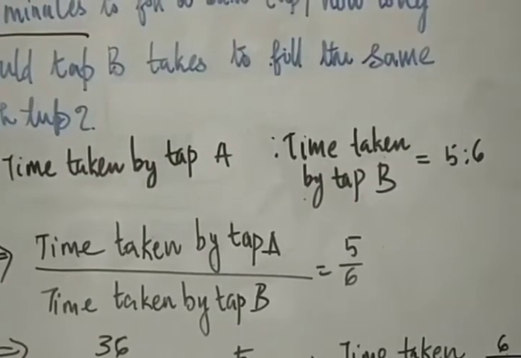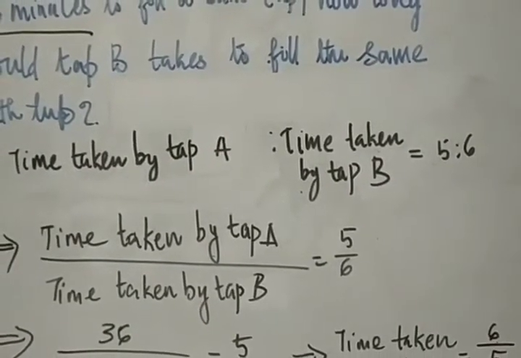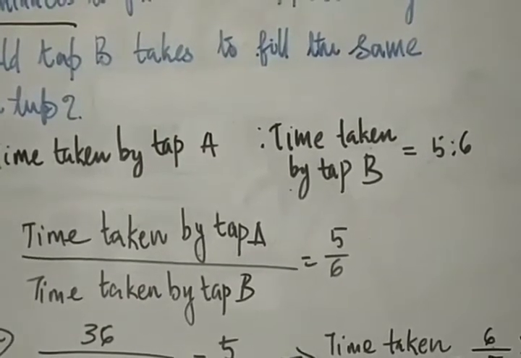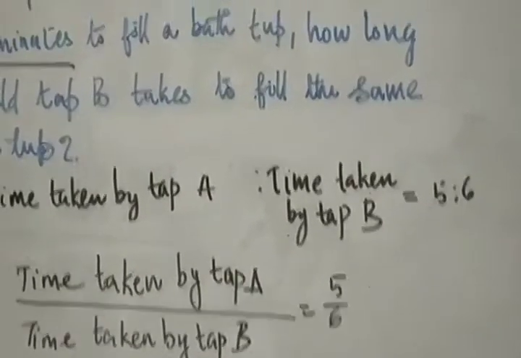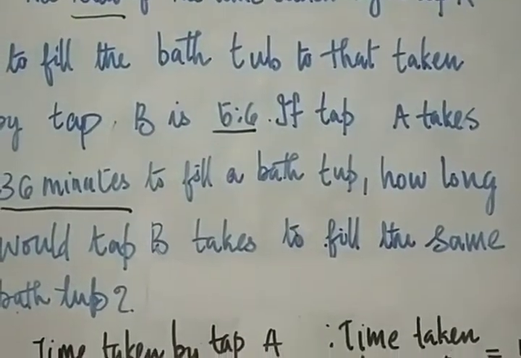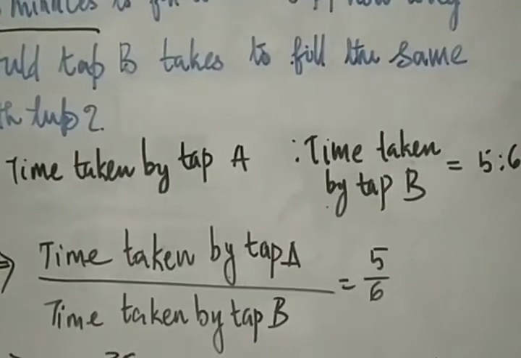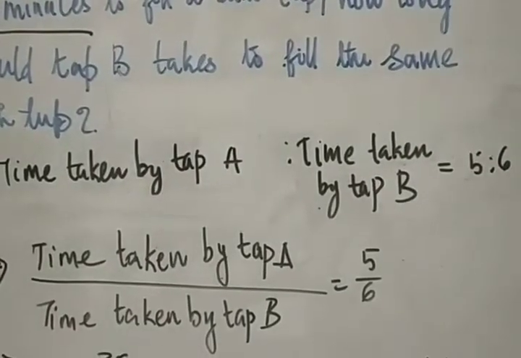So here we have been given the ratio between the time taken by tap A and the time taken by tap B, which is equal to 5:6. So that is our first step. Then we know that we can express a ratio in the fractional form also.